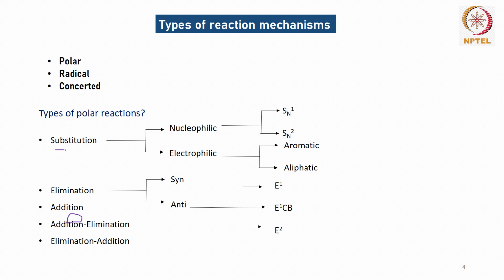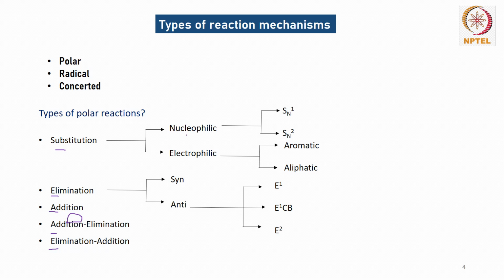First is substitution, second is elimination, then addition. Substitutions are of two types: first is nucleophilic and electrophilic. Nucleophilic substitution again has mainly two types, SN1 and SN2. There are some other types also, but mainly SN1 and SN2. Electrophilic substitution is also divided into mainly two types, aromatic and aliphatic.